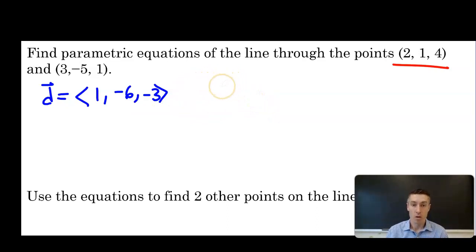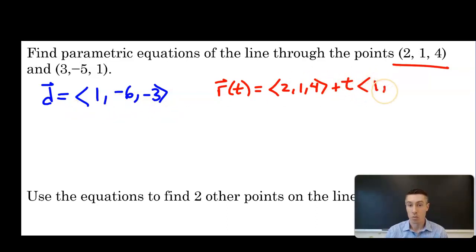or first let's go vector, even though they don't ask for it. So r of t would be equal to the vector from the origin to that point, which would just be <2, 1, 4>, plus scalar multiples of the direction vector, <1, -6, -3>.